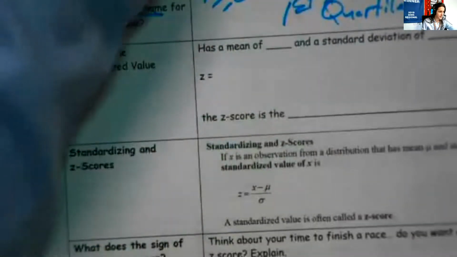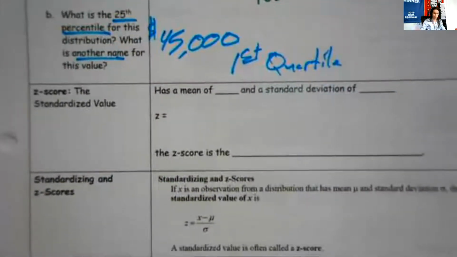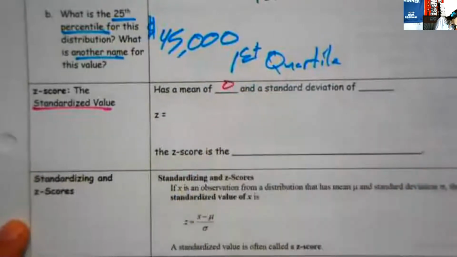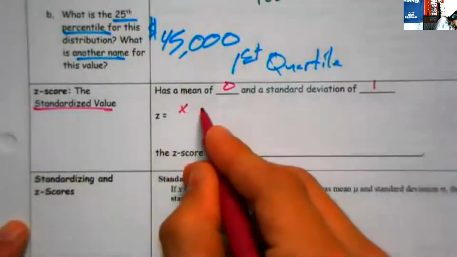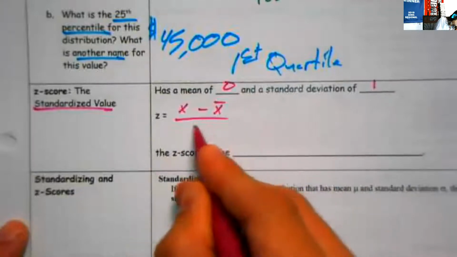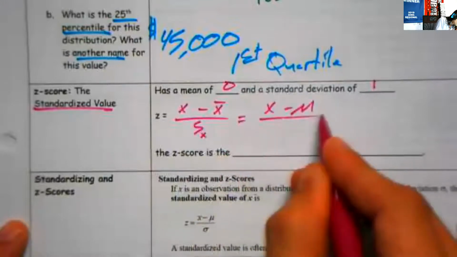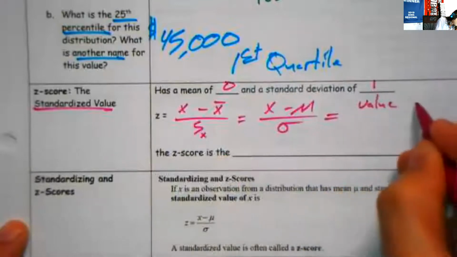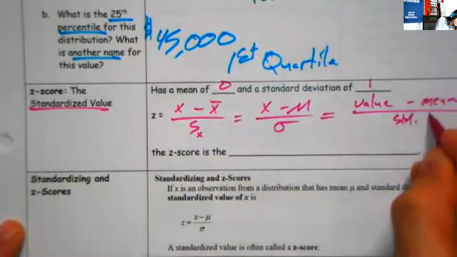The other way is with something called a z-score. This is another way to talk about where a data point is in a distribution. The z-score is called the standardized value. It has a mean of 0 and a standard deviation of 1. We say that z is x minus x bar over s of x, and sometimes we'll say it as x minus mu over sigma. The value minus the mean, divided by the standard deviation.